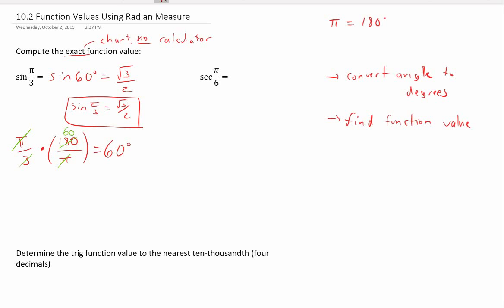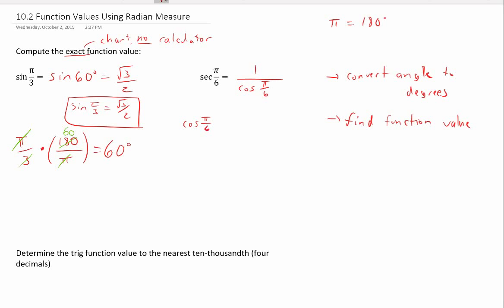Okay. Now what we want to look at is what would the secant of pi over 6. So these function values are all going to work the same way as they did in degrees. Secant, you'll remember, is the reciprocal of cosine. So this really is just 1 over cosine of pi over 6. So we just need to find cosine of pi over 6, then flip the fraction. So let's do this separately. Cosine of pi over 6.